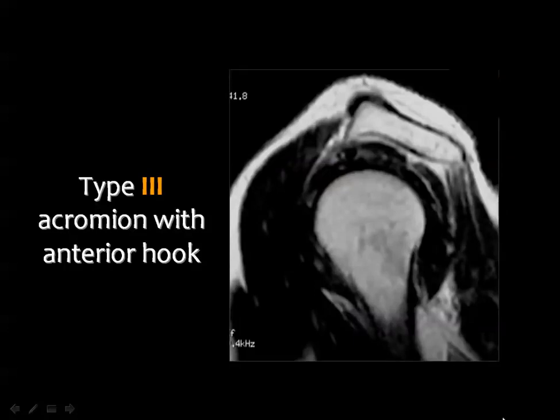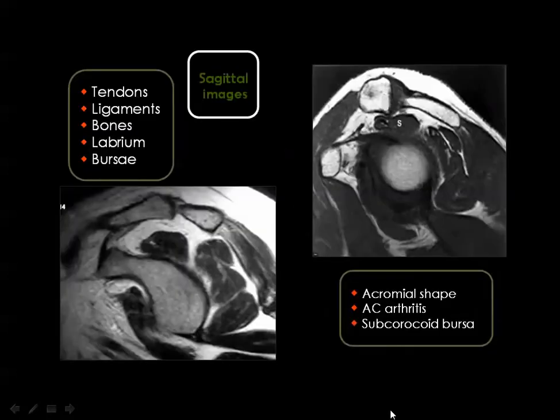And you should remember that the acromion with anterior or inferior hook is one of the lesions which contribute much to degeneration and tears of the supraspinatus tendon. Then in the sagittal images, you are able to assess the acromion shape and also to assess for acromioclavicular osteoarthritis. And you can see the subcoracoid bursa outside or anterior to the subscapularis muscle. And you remember that this recess is known as the superior subscapularis recess, which is continuous with the joint.